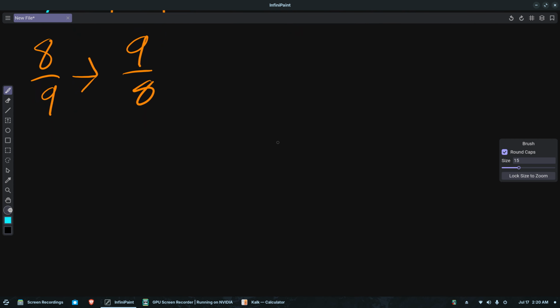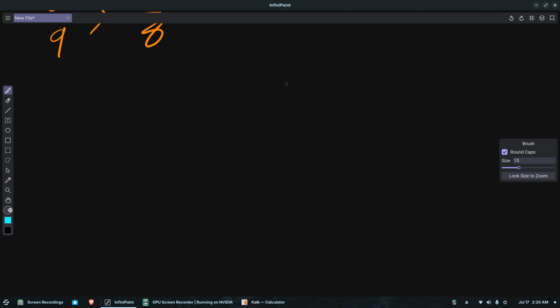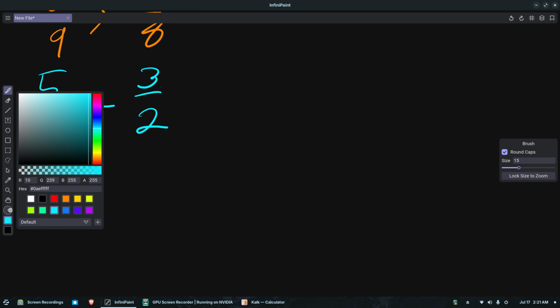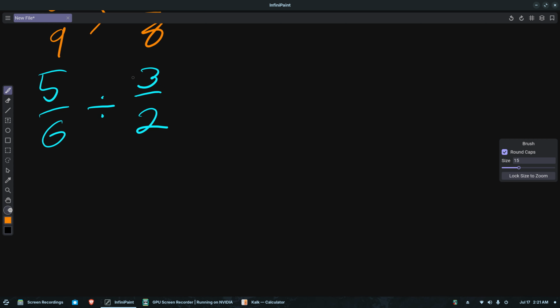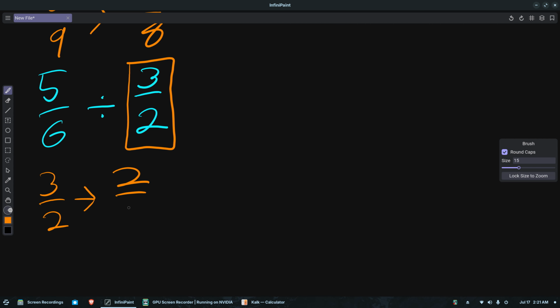Now, let's go into a slightly different example. Let's say we had 5 over 6, and we wanted to divide this by 3 over 2. Well, here we actually have a fraction where the numerator is greater than the denominator. So this is actually greater than 1. And we are just going to do something very similar. We're just going to take the reciprocal. So we're going to take 3 over 2. We're just going to flip it. That is going to give us 2 over 3.